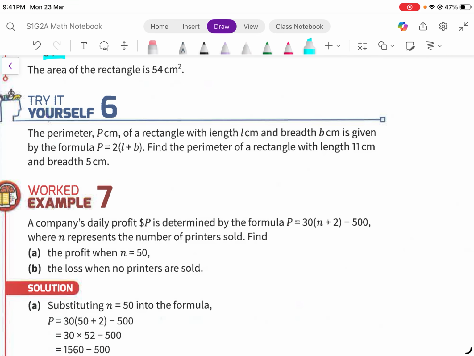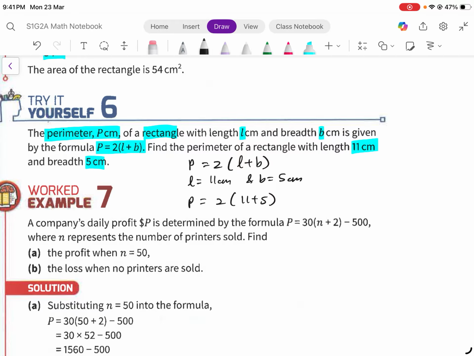Before you start, maybe you do a bit of highlighting. Perimeter P, rectangle, length L, and breadth B, given by the formula P equals 2 times length plus breadth, right? So find the perimeter with the length 11 cm and breadth 5 cm. So you have your formula P equals 2 times length plus breadth. So when length equals 11 cm and breadth equals 5 cm, perimeter is 2 bracket 11 plus 5, 2 times 16, 32 cm.